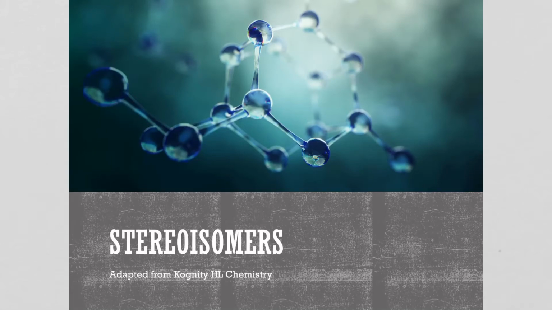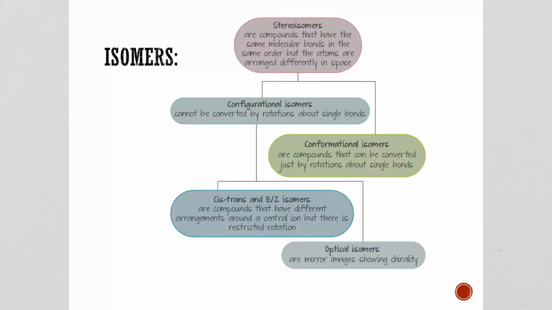In this video, we're going to look at all the different types of stereoisomers. Stereoisomers are compounds that have the same molecular bonds in the same order, but the atoms are arranged differently in space. There are two different types: configurational isomers and conformational isomers.